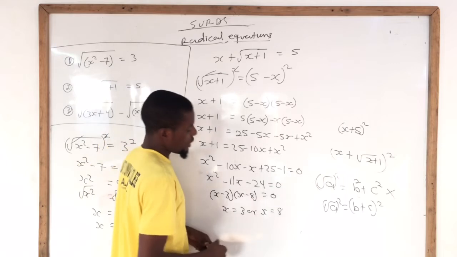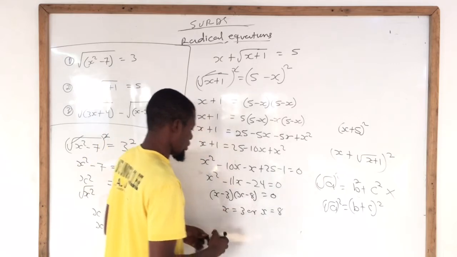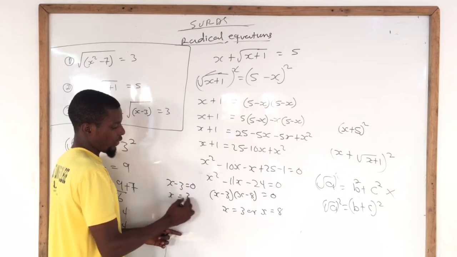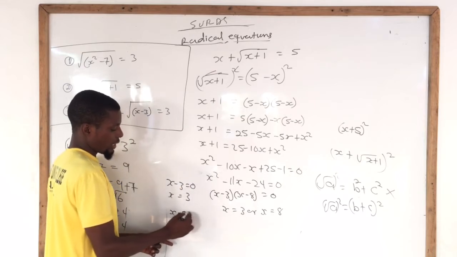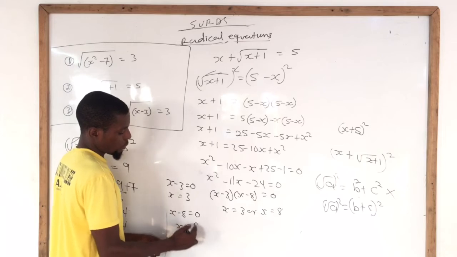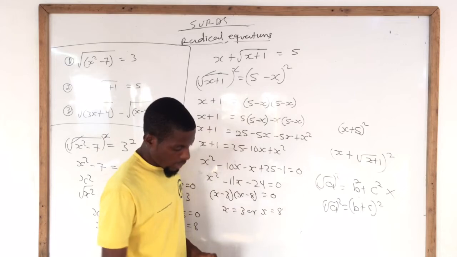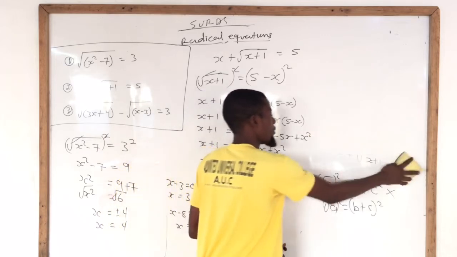And this one is x minus 8 equals 0, which means that x is equal to 8. You get that? Alright, so let's try the last one.